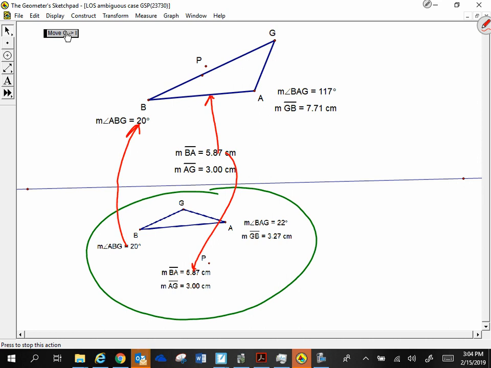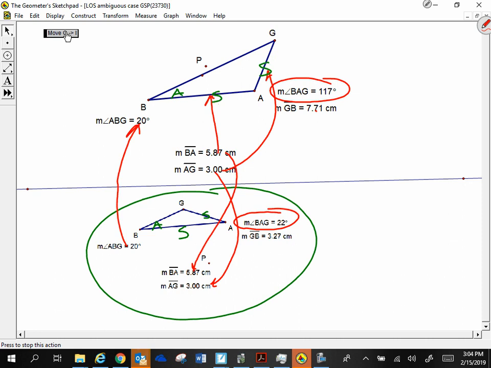Okay, and I still have this length of GA. I don't have GA. Oh, there it is. GA's measurement is 3. It's still 3 in both of these triangles. So in both of these triangles, I have angle, side, side, angle, side, side.